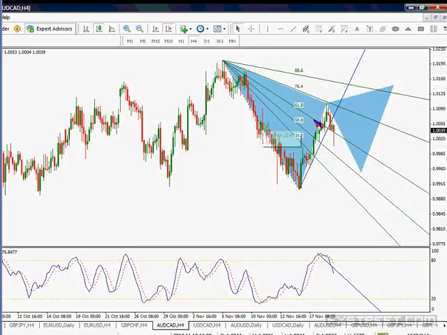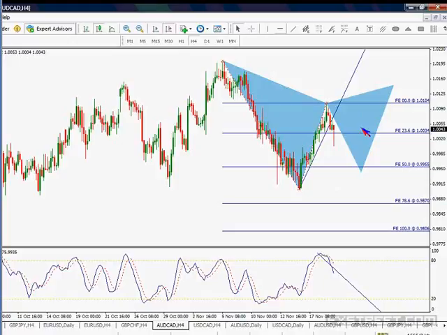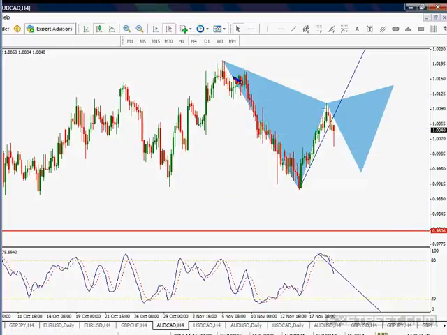If this is a valid 1, 2, 3, what are the targets? We are going to be looking at fib expansions. Right? I'm looking at a minimum target of Fib 100. It could even go beyond, but Fib 100 is a minimum target. So I have one target for the AUD CAD. We can enter on the break of this trend line. We are looking for shorts on the break of this trend line. That's a different matter. That's one.